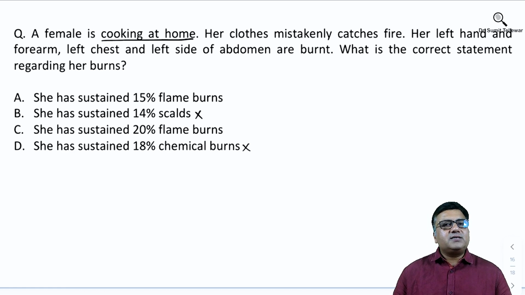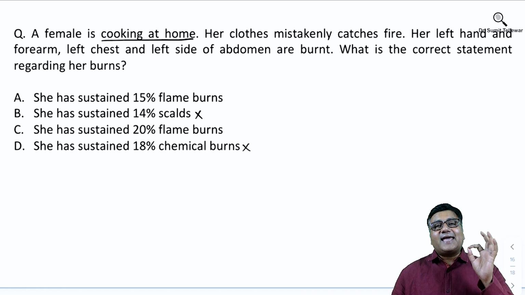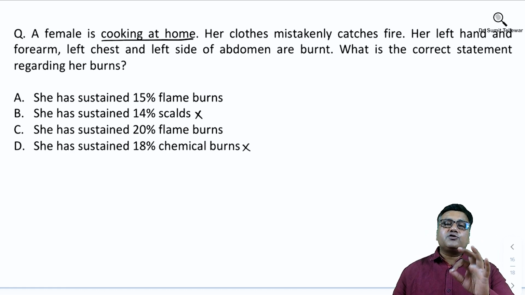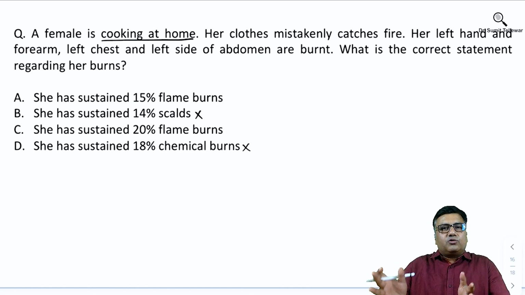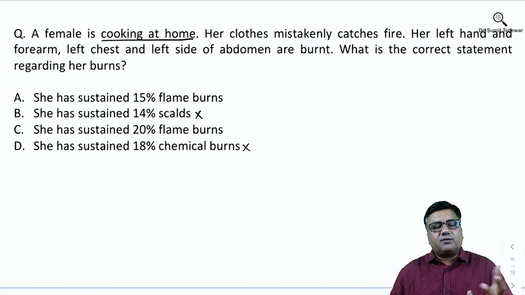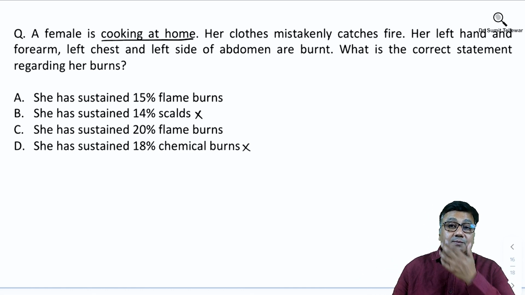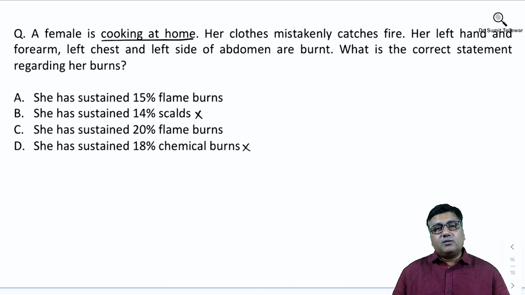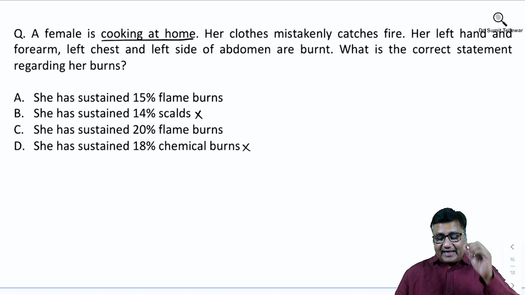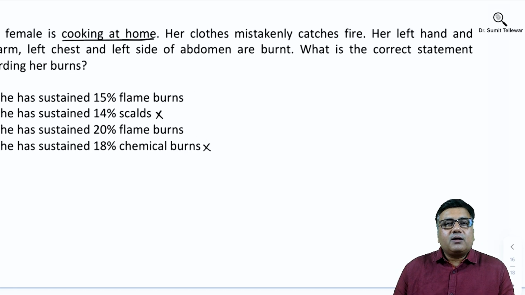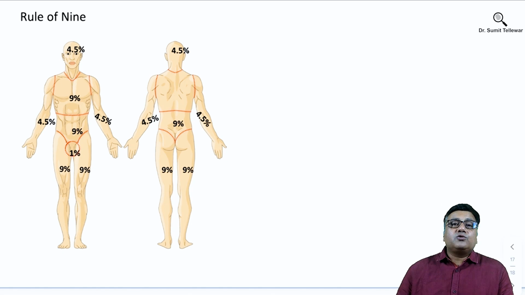This concept is ability to calculate the percentage of burns. A student should know while he is practicing, or a doctor while practicing as a medical officer, if he comes across a case of burns on the body, he should be able to calculate the percentage of burns present on the body, and that calculation is given by a rule called rule of 9. So we should know what is rule of 9.